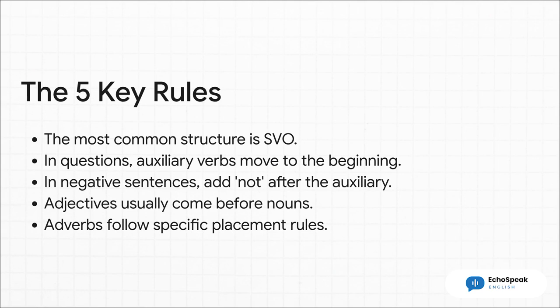Okay, here's your blueprint. Number 1, your foundation is always subject, verb, object. Always. Number 2, to ask a question, you just move a helper verb to the front. 3, to make a sentence negative, you add not right after that helper verb. 4, adjectives, they always go before the noun. And finally, number 5, adverbs usually follow the verb. If you can master these 5, you've pretty much mastered the core of English sentence structure.